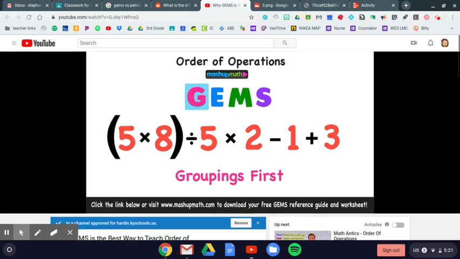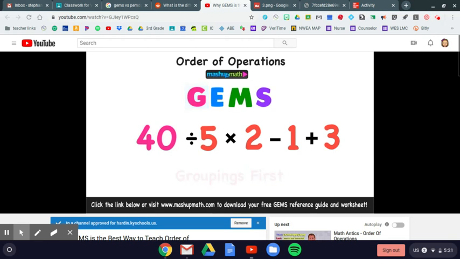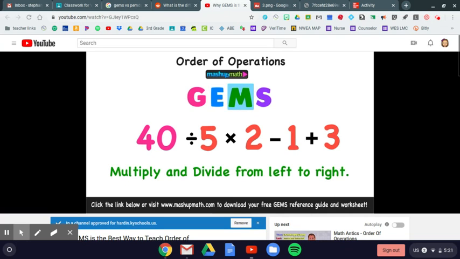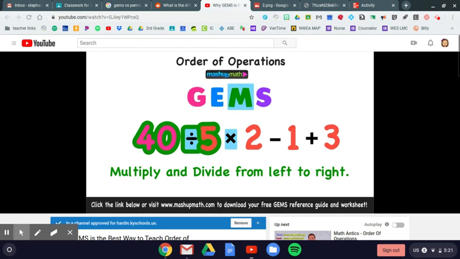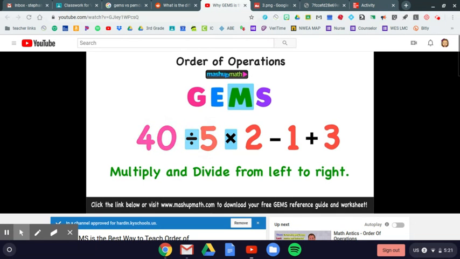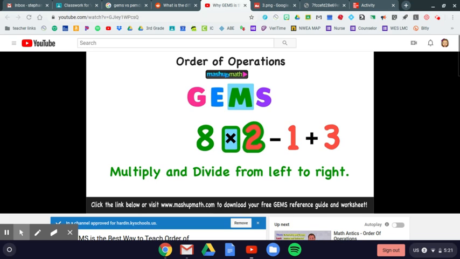G says do the groupings first. 5 times 8 is 40. E says exponents, but there are not any. Remember, you won't see them in third grade math. The M says multiply and then divide from left to right. So I look at my equation and I start on the left. The first symbol is division. 40 divided by 5. Well, that's 8. 8 times 2 comes next. And 8 times 2 is 16. So that's going to take the place in my equation.